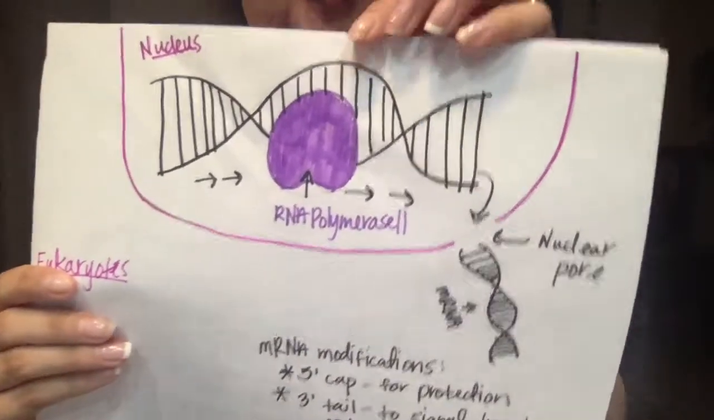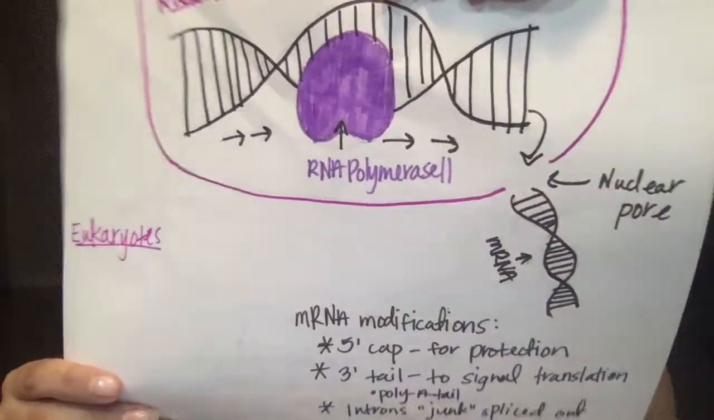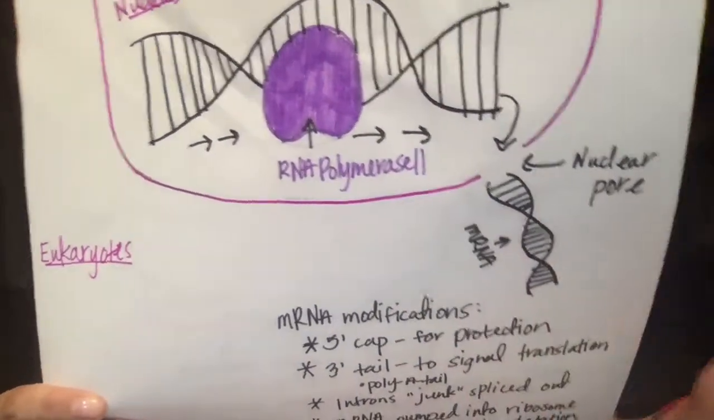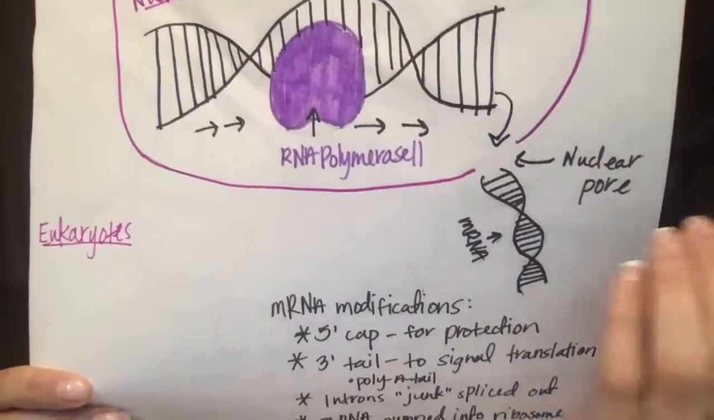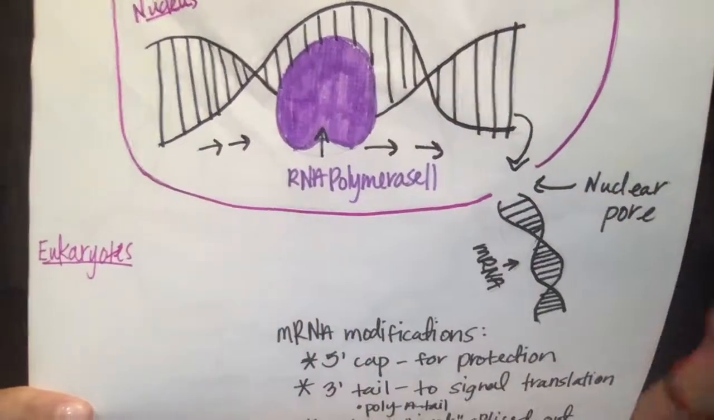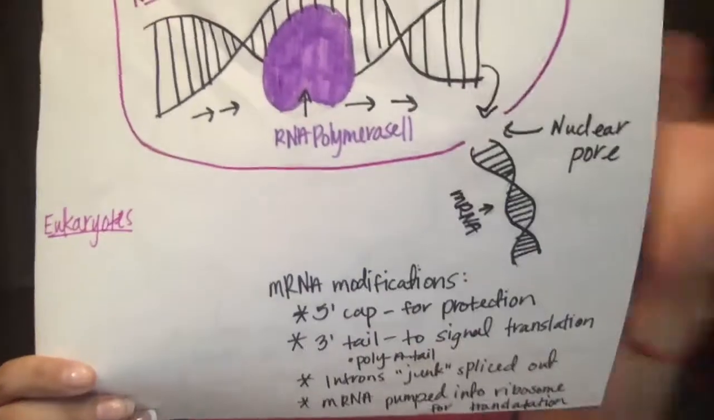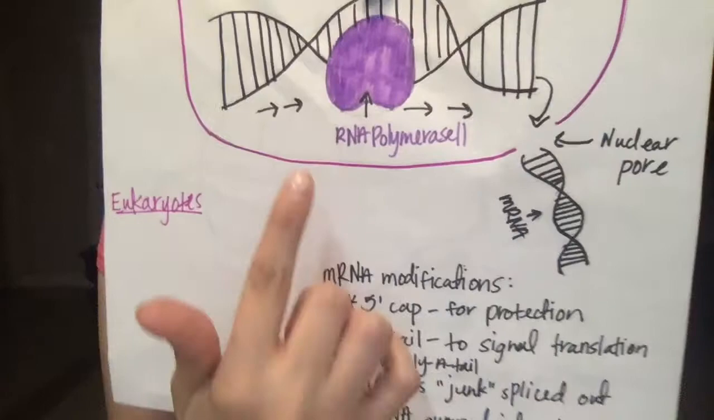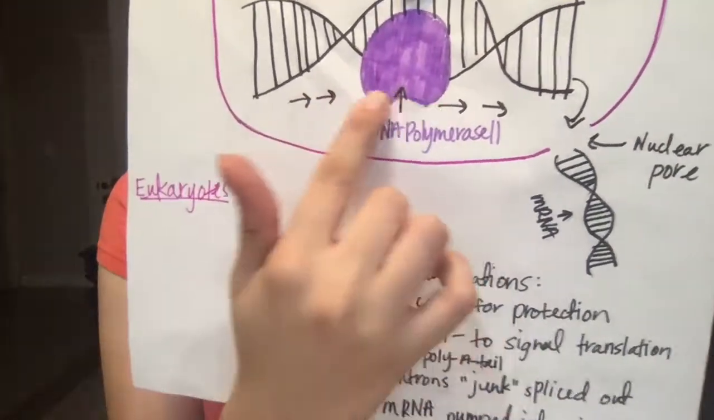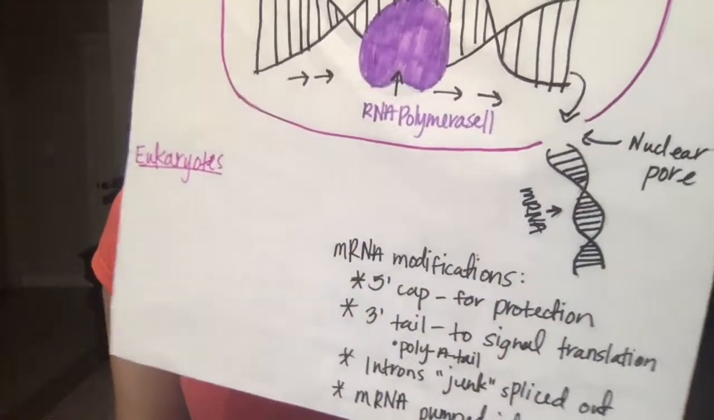In eukaryotes, there is a more complex setup. So you have your DNA strand again, and you also have an RNA polymerase. Here, the RNA polymerase is also going and making an mRNA from the DNA. But here, after it has been fully produced, it is further modified because it is an immature mRNA.